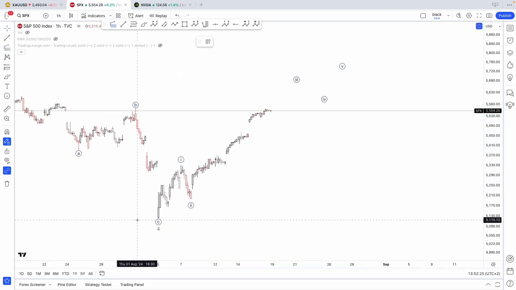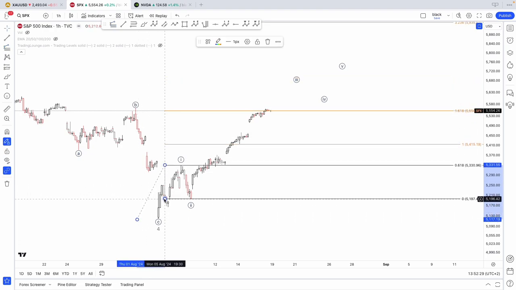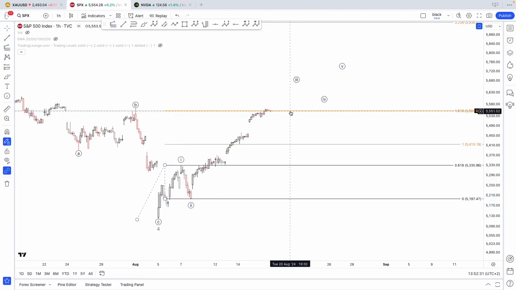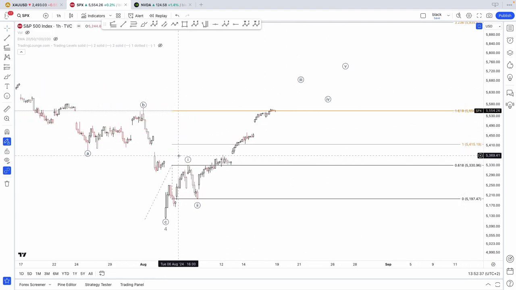Now, let's take a look at Fib relationships. As you can see, we touched 1.618, the length of wave 3 against wave 1, which is a very common target for wave 3s. So, could we expect downside now?